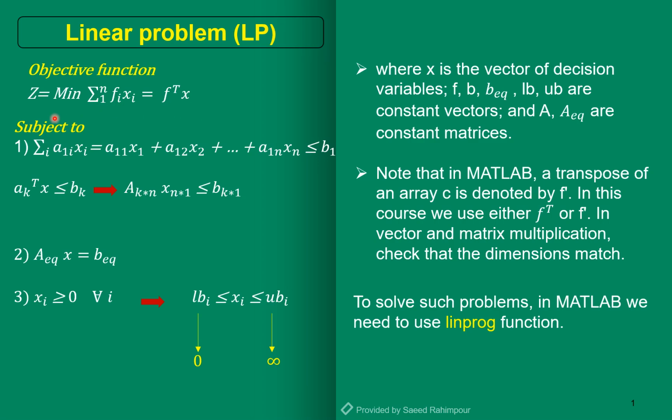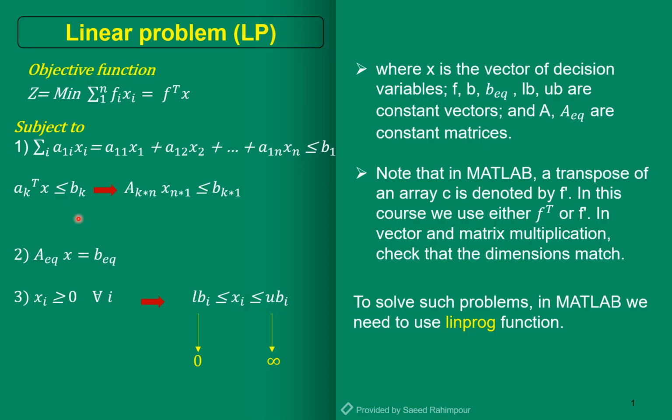Therefore, here we define the objective function as z, which will equal, as an example, the minimum of sigma i from 1 to n of fi applied to xi. In some sources we can also see the notation C instead of F, but here I consider F to be the same as the Matlab coding that I will teach you in the following slides. Therefore, this objective function can be defined as F transpose X, which is subject to three types of constraint.